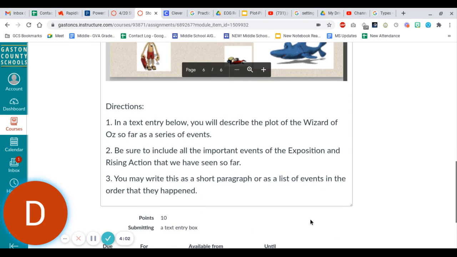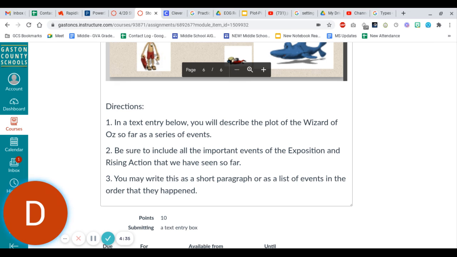So what you're going to do is give me a text entry below. Since we're working on The Wizard of Oz, I want you to describe the events of the plot as a series of events. You're going to describe what has happened so far. You're going to include the important events of the exposition and rising action that we've seen so far. Don't give me the little bitty things like they saw a yellow brick road, or he stepped on an ant or a bug. Don't give me the little things.